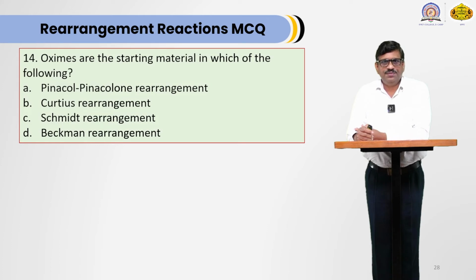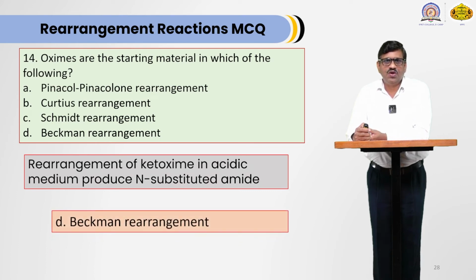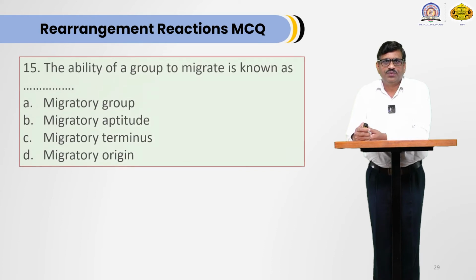Question number 14. Oximes are the starting material in which of the following? Pinacol rearrangement, Curtius rearrangement, Smiles rearrangement, Beckmann rearrangement. Pinacol rearrangement consists of a 1,2-diol or vicinal diol as a starting compound, Curtius has acyl azide. In Beckmann rearrangement, a ketone is treated with hydroxylamine, and there is formation of oxime. Hence, option D is the correct option. Beckmann rearrangement consists of oxime as a starting compound.